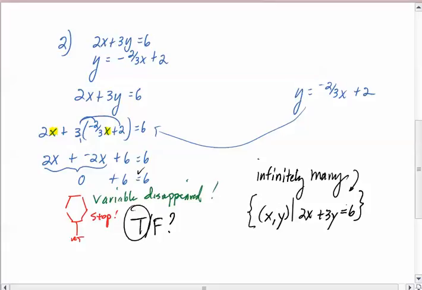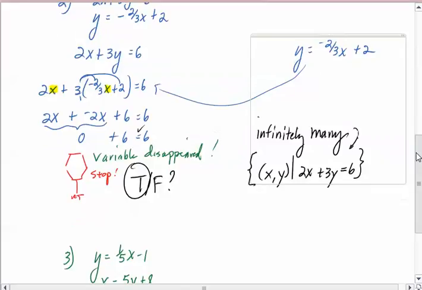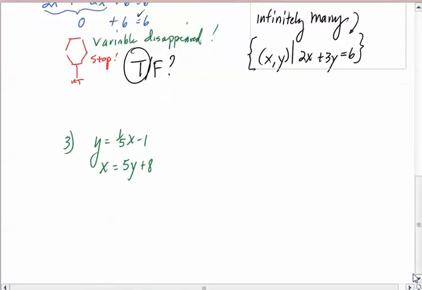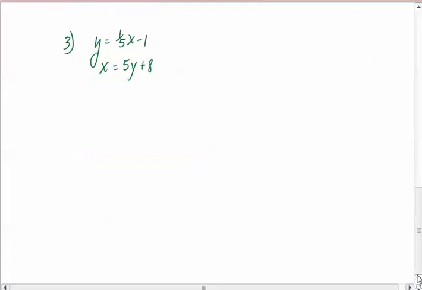Okay, so this is what you're going to find when you discover that these, to graph them, they would be the same line. Well, I'm not using a picture, so this is what you'll find when you end up with a situation where they are the same line. Okay, well, one more thing I want to show you.